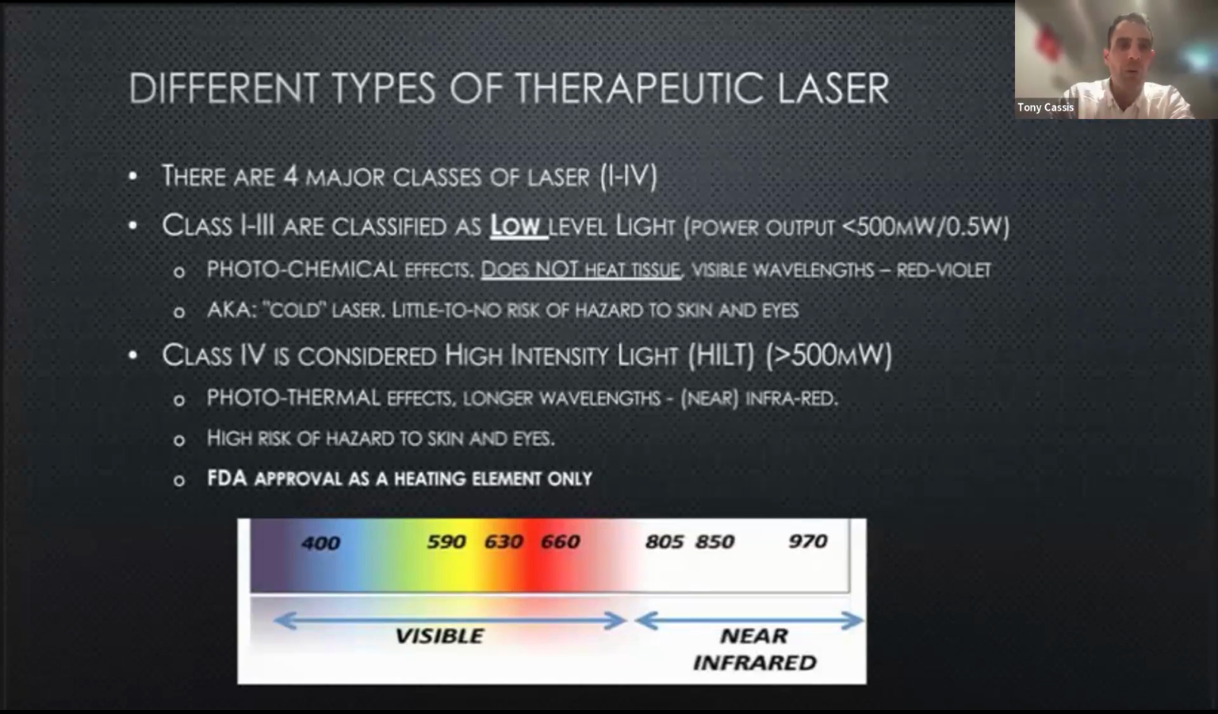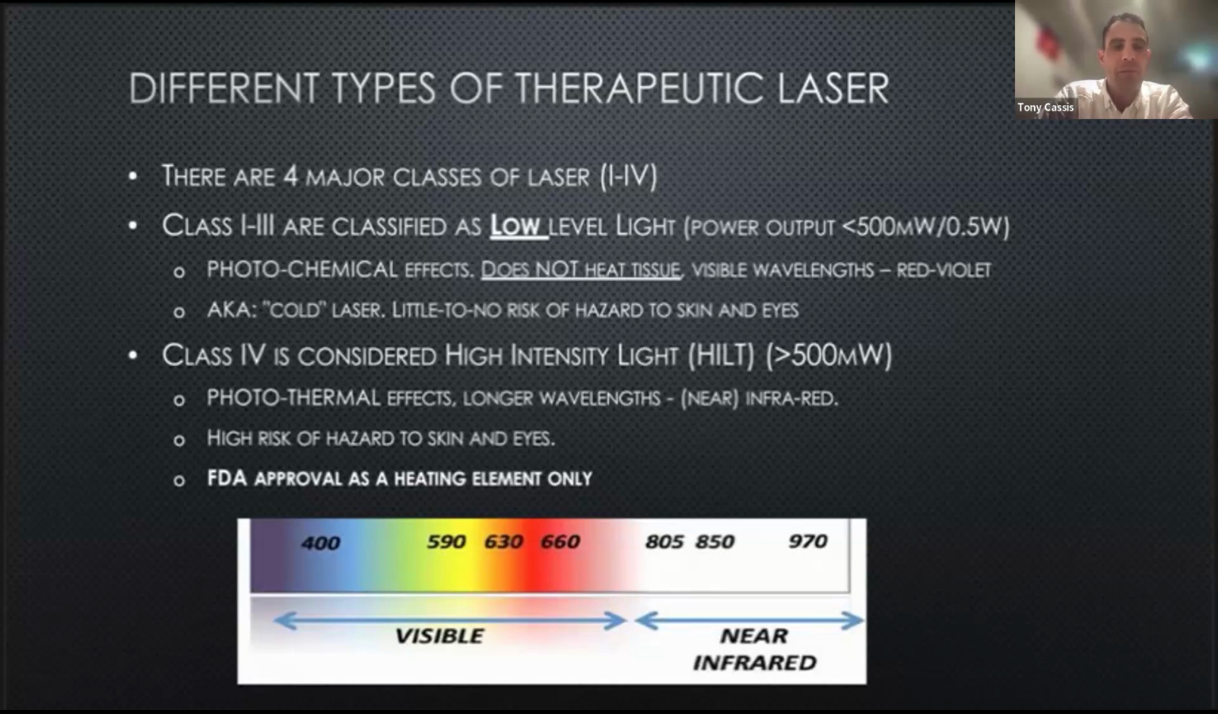And there's a whole ocean of difference, not only in terms of the intensity, the power of a laser, but also what wavelengths each individual unit puts out, which has a profound difference of effect, as we'll see over the course of this presentation. So there are 4 major classes. The first 3 classes, classes 1 to 3, and depending on what you read, classes 1 to 2 potentially, are classified as low level, with a power output of less than 500 milliwatts.